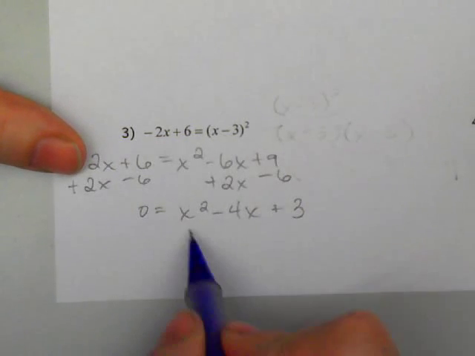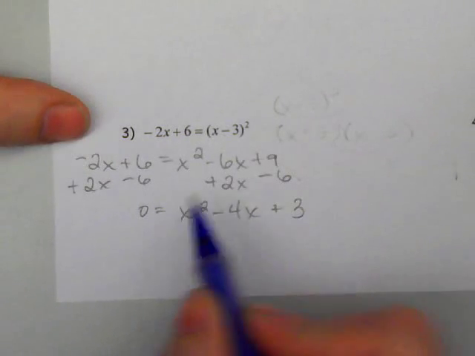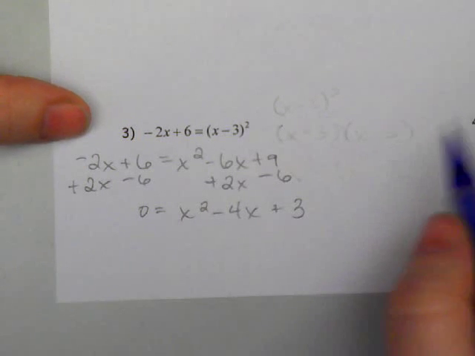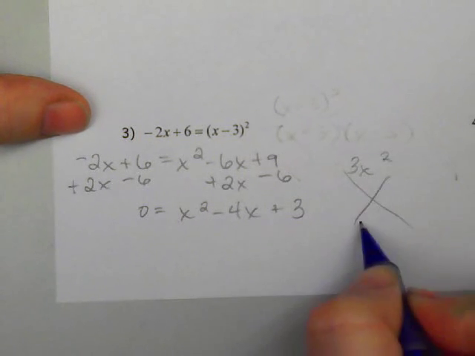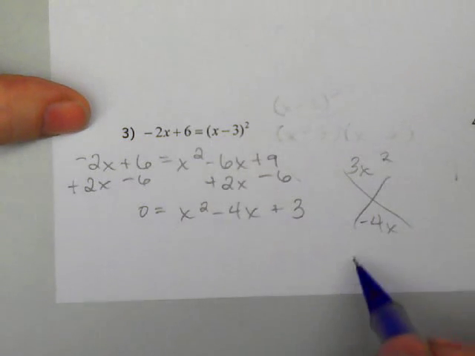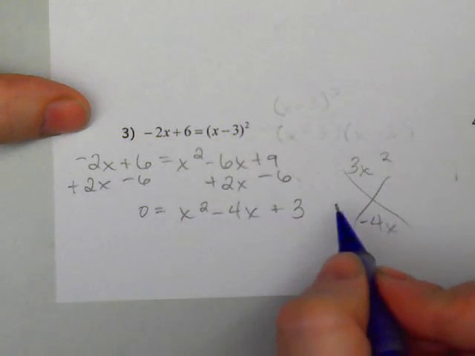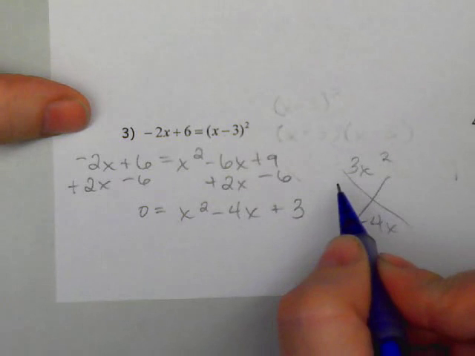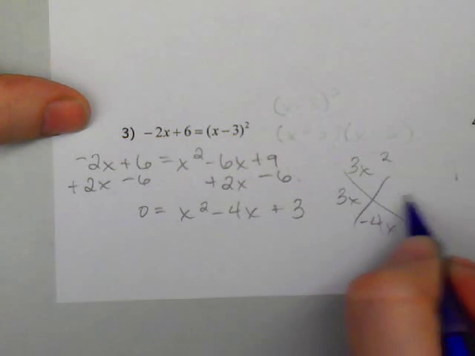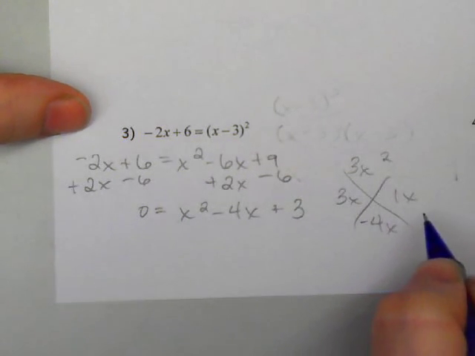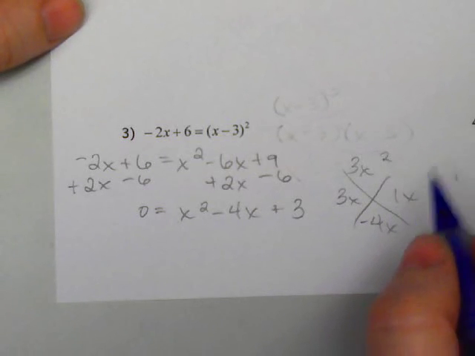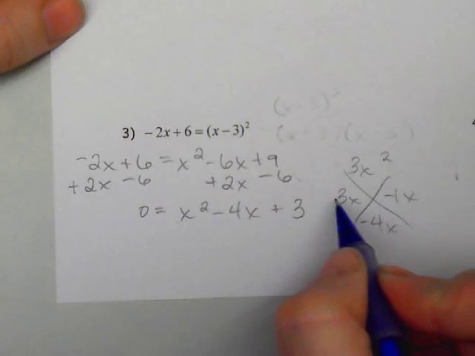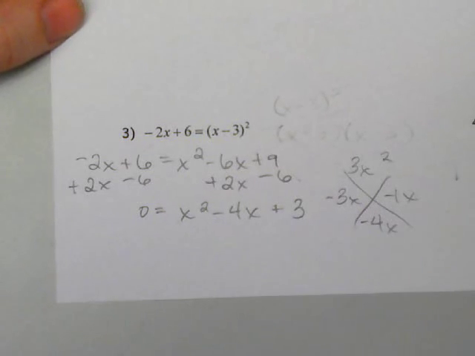So, this one, my a equals 1, so I don't really need to do the whole box and diamond if I don't want to. I've got 3x squared on the top, negative 4x on the bottom. So 3 only has two factors, 3 and 1. So 3x and 1x, and what do I need to add to both of those? Negative. Because I have to add together to give me negative numbers.